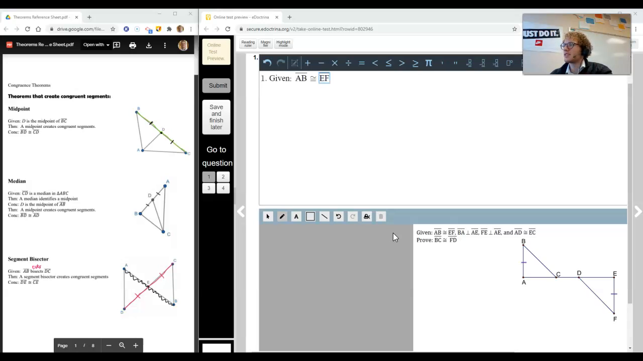Okay, first given here, AB is congruent to EF. So I wrote it up here with my given number 1. I drew it down here, and then we don't get parallel lines, we don't get isosceles triangles. It's just a freebie, so I'm going to check off that given and move on to the next two.